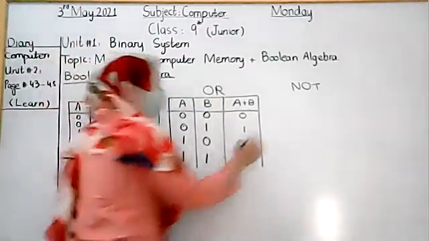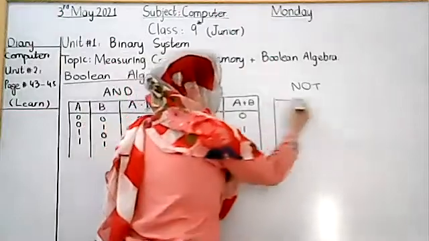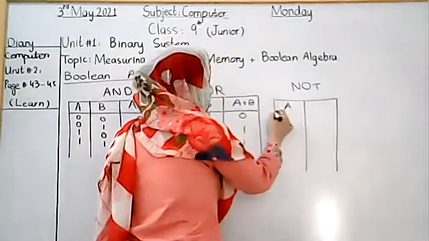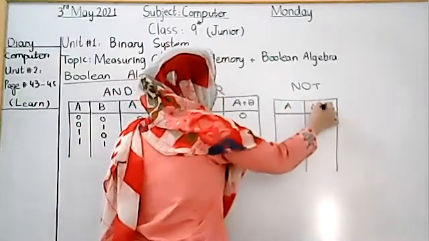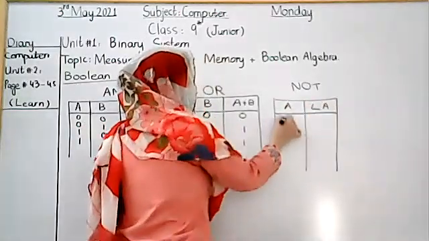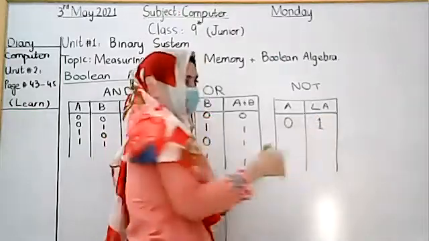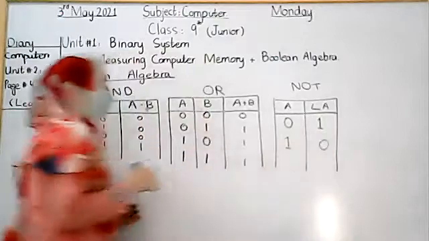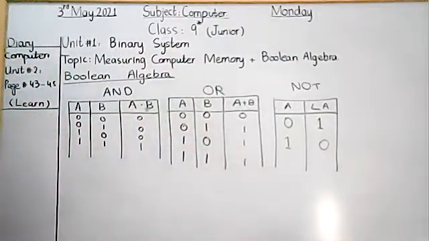Now we will go for the NOT. The NOT operator is an operator which works with only one operand, and it provides the answer opposite to the input. Like this, if the input is 0, the result will be 1, and if the input is 1, the result will be 0. So in this way we can design truth tables for AND, OR and NOT operators.